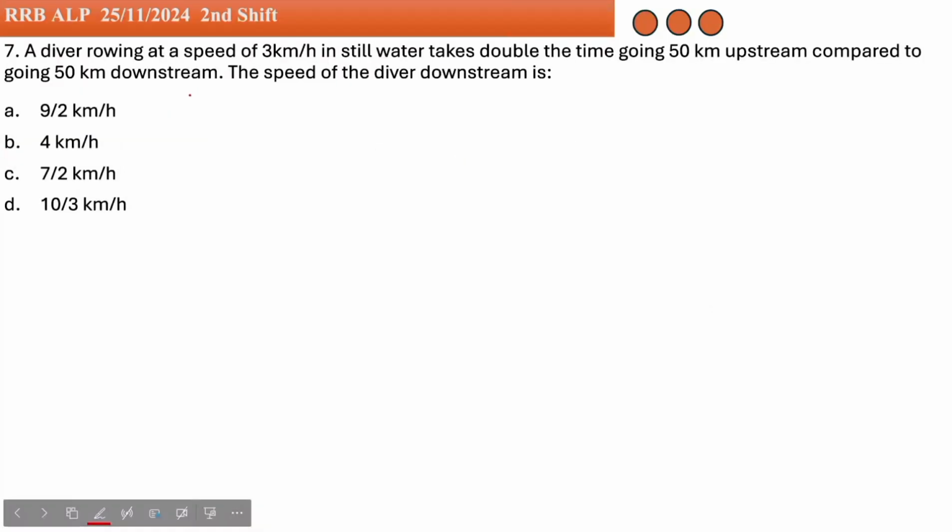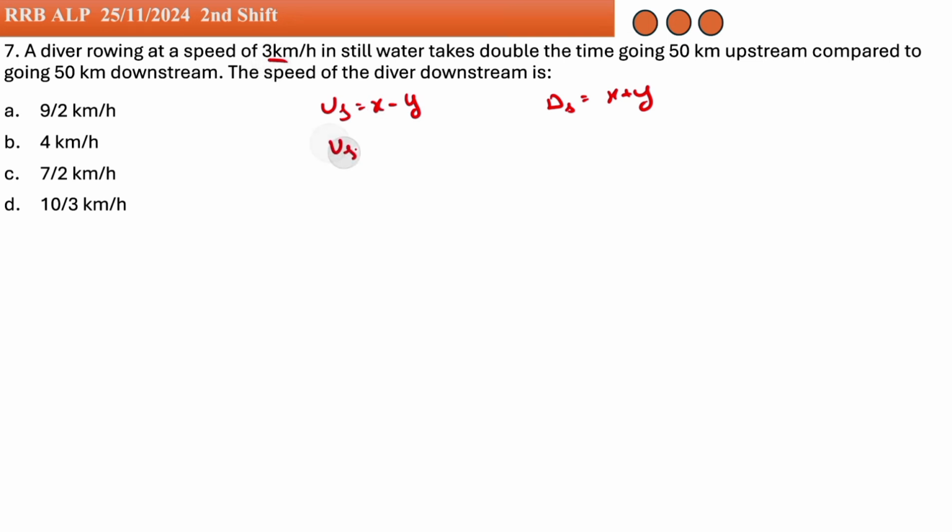A driver rowing at a speed of 3 km per hour in still water takes double the time going 50 km upstream compared to going 50 km downstream. The speed of the driver downstream is, here upstream is equal to x minus y, and downstream is x plus y. So speed in still water, that is x is given as 3, minus y and 3 plus y.